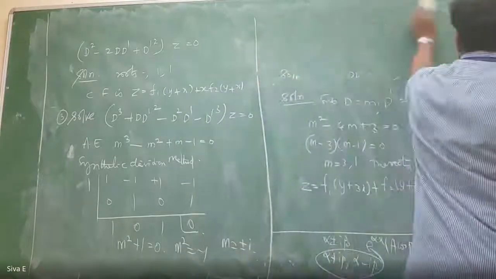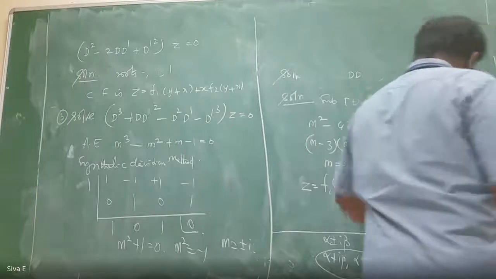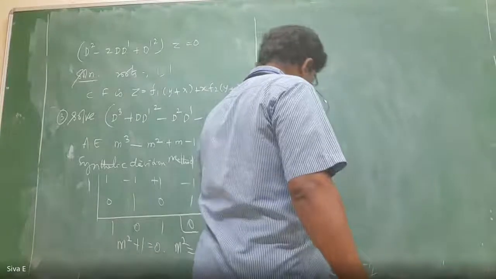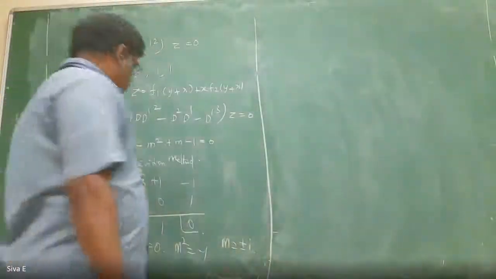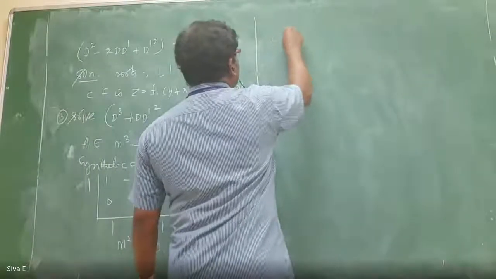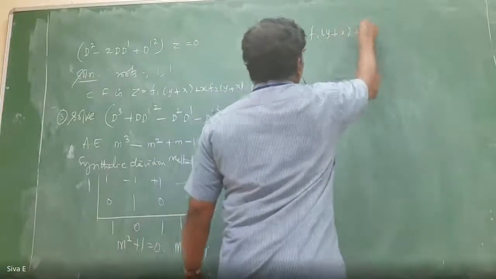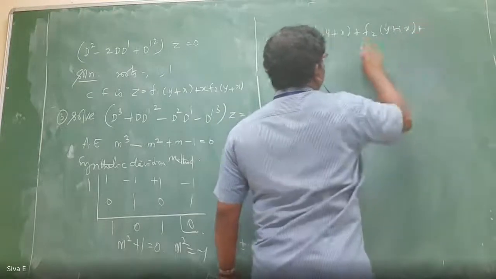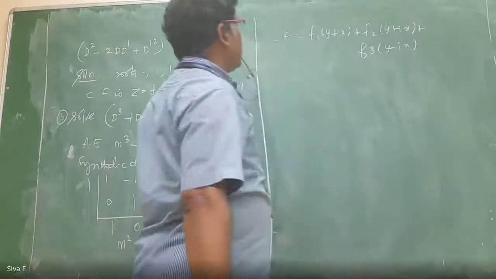Then what is the complementary function? The roots are unequal. All the roots are distinct. So the complementary function is f1 of y plus x plus f2 of y plus ix plus f3 of y minus ix. Okay.